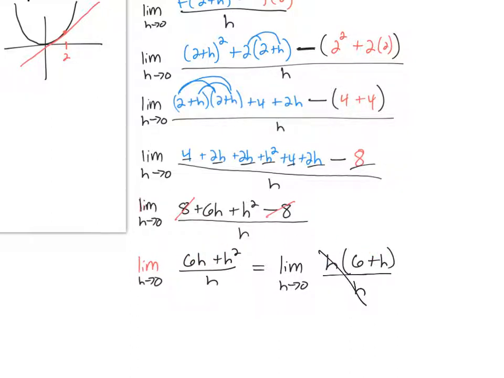Well, h and h cancel out, and I'm left with the limit as h approaches 0 of 6 plus h. Well, if I were to evaluate that limit, I get 6 because h is 0. 6 plus 0 is 6. So this function evaluated is 6.